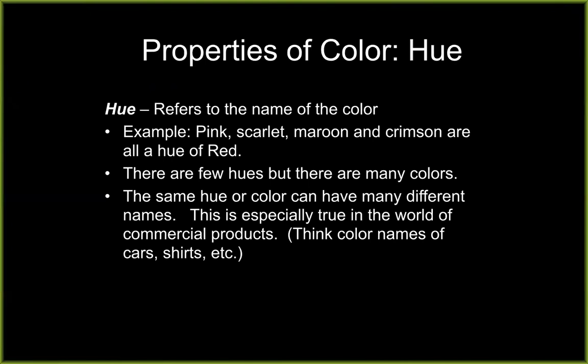And hue and color are often used as synonyms, but there's a distinction. So hue describes the visual sensation of the different parts of the color spectrum. One hue can be varied to produce many colors. So there are relatively few hues, but there's almost an unlimited number of colors.